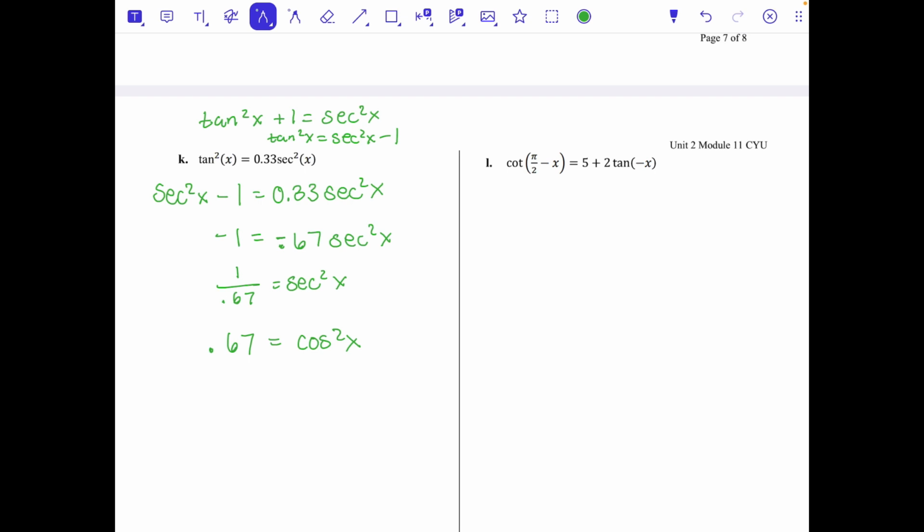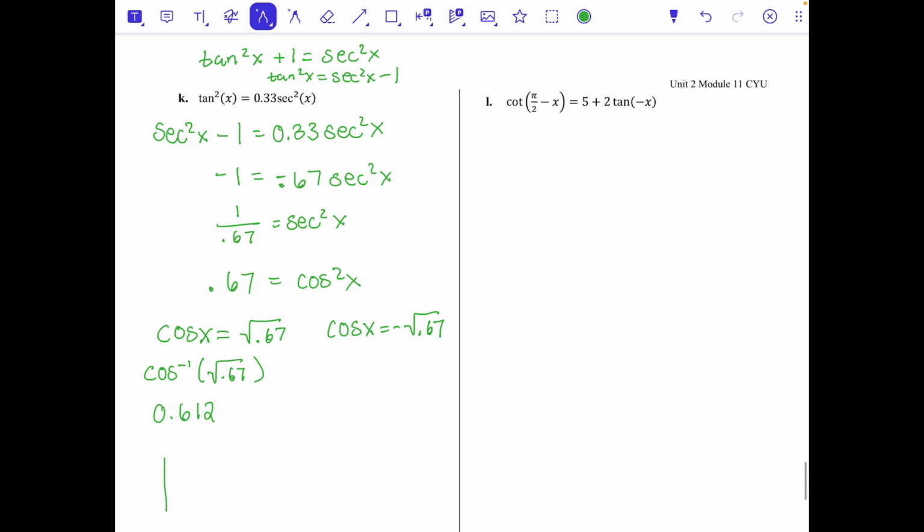I'm going to take the square root though first before I deal with my inverse to get my two separate equations because I'm going to have multiple solutions. So cosine of x equals the square root of 0.67, but it could also equal the negative square root of 0.67. Now I'm ready to take some inverse functions now that I have my two equations. So I'm going to do the inverse cosine of the square root of 0.67. That's going to get me my very first solution of 0.612, which falls in quadrant 1.